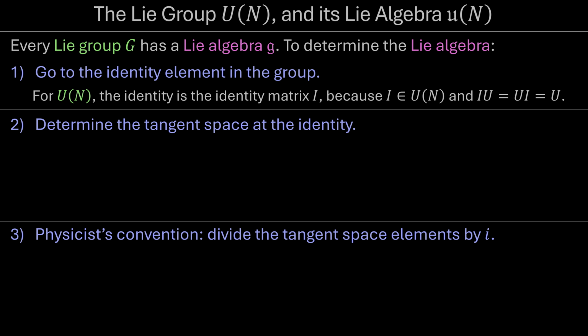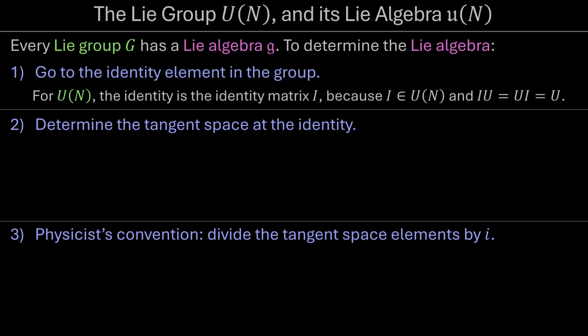Now, step 2 is to determine the tangent space at the identity. So imagine that you're in the 2n squared dimensional space of all complex n by n matrices. Within that space, there's this compact n squared dimensional manifold of the unitary matrices. The identity matrix is one point on that manifold, and tangent to that point, there's going to be an n squared dimensional space of matrices. For example, if we're in U1, we have a circle, and you can imagine the vertical line of imaginary numbers tangent to the number 1 in the complex plane.